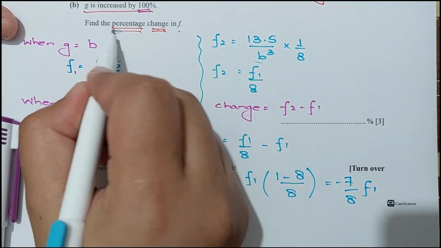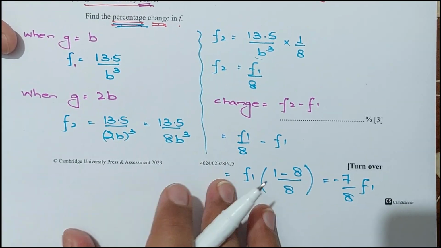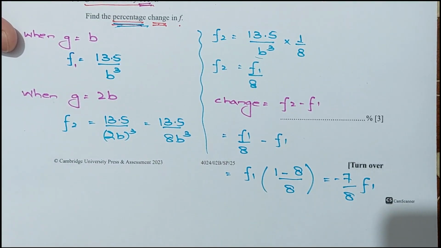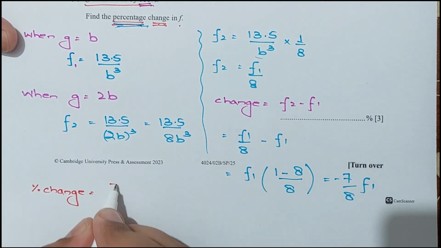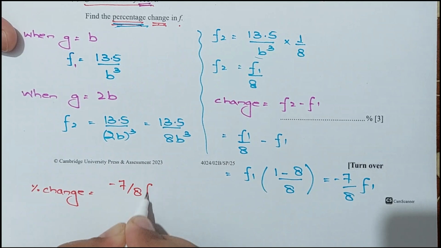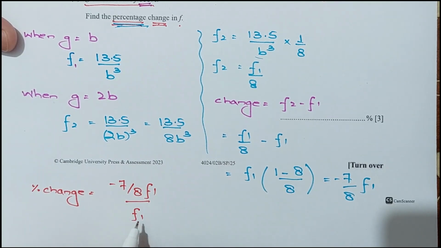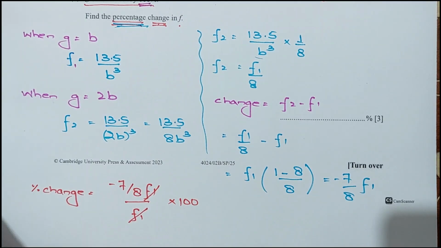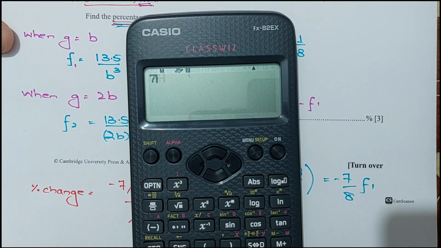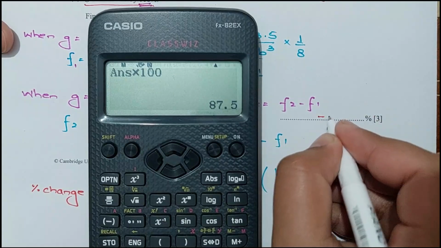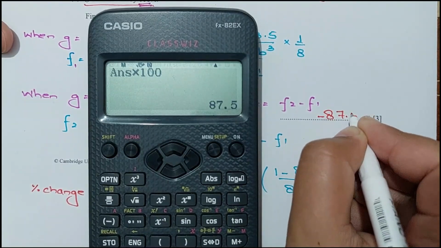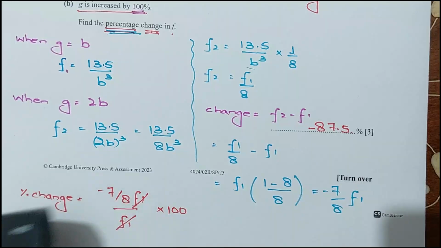Now let me find the percentage of that change. So percentage change is their change, minus 7 over 8 F1, over F1, multiplied by 100. F1 cancels out with F1. What is 7 by 8 over 1 times 100, which is minus 87.5%. Okay, let me explain one more time.